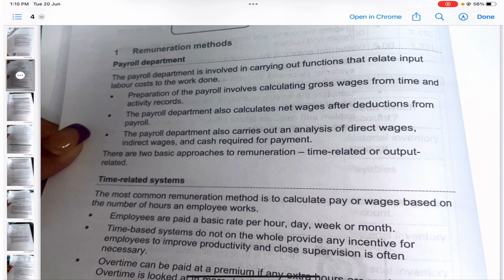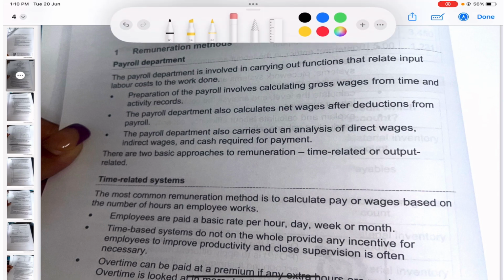Okay. So now we have time related systems, and the second is output related systems. These are the various types of systems using which you can calculate the salary or wages which you are going to pay to your labor, right? That is what remuneration is. Remuneration is what the employer basically pays to the employee.